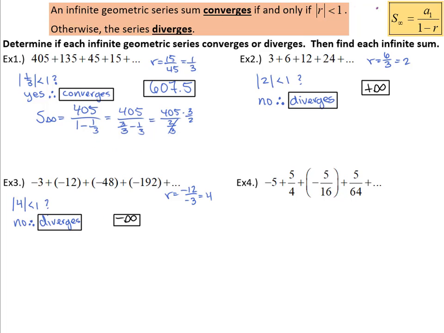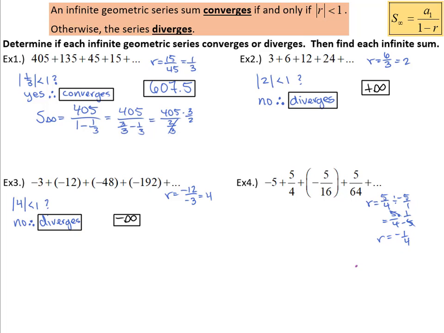So remember, again, we only use this formula if it converges, if it passes our check. So let's try one more here. This one looks a little more complicated, but I can tell my values are getting smaller and smaller, even though some are positive and some are negative, that actually doesn't matter. We're going to look at a crazy looking graph here in a second. But let's figure out r. r equals any term divided by the previous term. So I'm doing 5/4 divided by -5, multiply by the reciprocal, 5/4. Here these 5s would cross cancel, and we end up with -1/4.